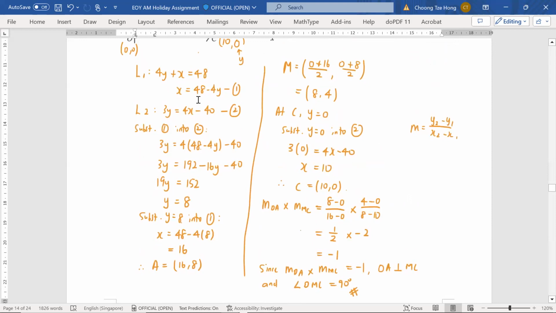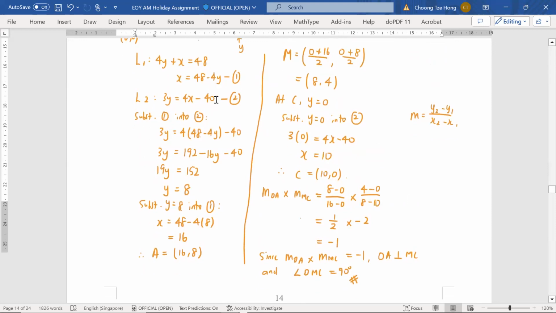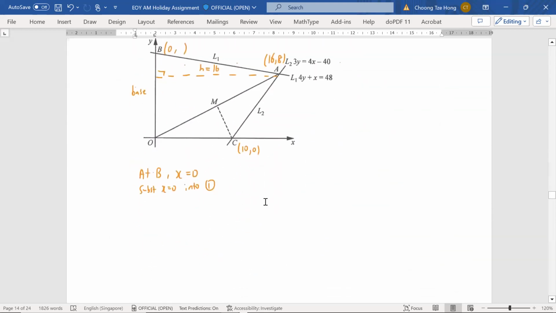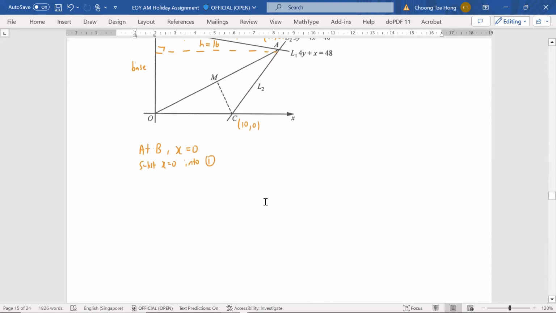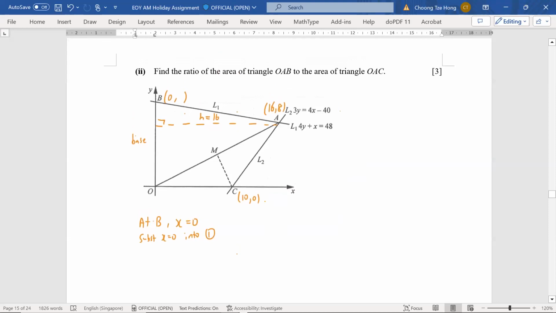This one: x equals 48 minus 4y. Maybe we just label this as 1 now. So 4y plus 0 equals 48, so y will be equal to 12. So the coordinates of B are (0, 12). So we have no problem finding the area of OAB.